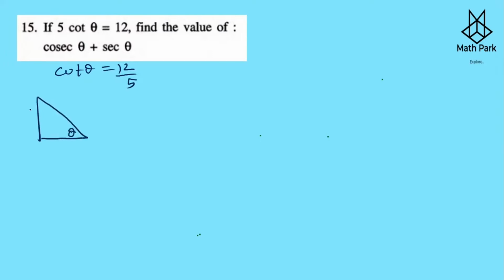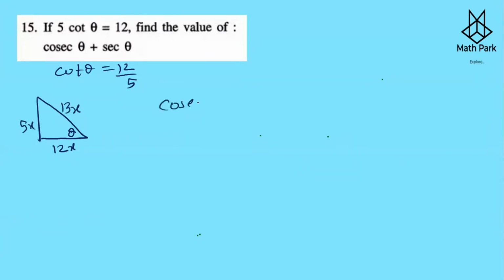So this is your theta over here. So cot theta is adjacent upon opposite. So this is your 12x and this is your 5x. So by Pythagoras theorem, we get this as 13x. Now we need cosec theta plus sec theta.